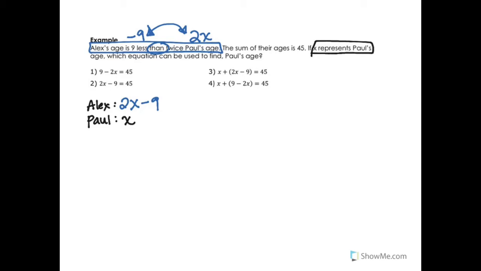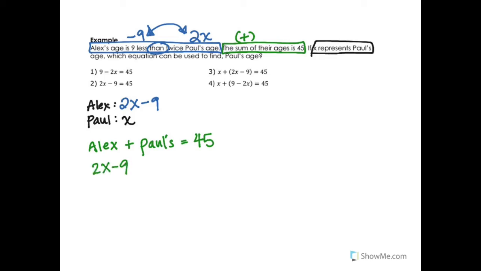So if I continue to read, it says the sum of their ages is 45. So that's important. Now sum is a key word for addition. That means we're adding. The sum of their ages means I'm adding Alex's age plus Paul's age, which has to give me a total of 45. And so we can replace these names with the expressions that we've already found before. Alex's age is 2x minus 9, and if I add Paul's age to it, which is x, that's going to give me 45.